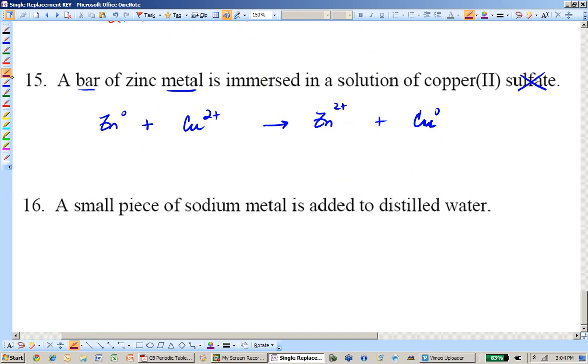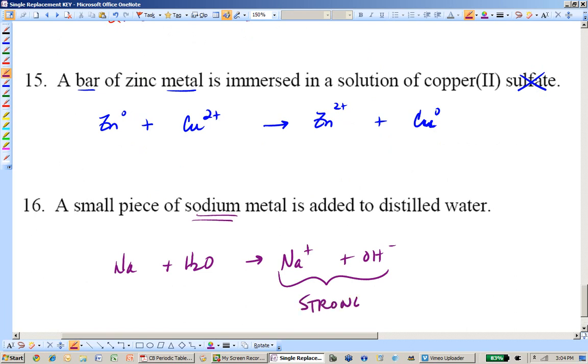And finally, oh look, yet again, do you think this is important? Pick a 1A metal and put it into water and learn that reaction. So Na plus H2O, alkali metal, is going to make Na plus OH minus, dissociated because it's what? Strong. Plus hydrogen gas. Enough heat present? Kaboom.